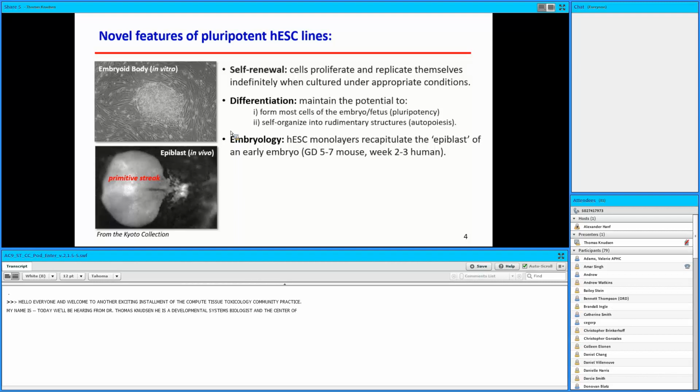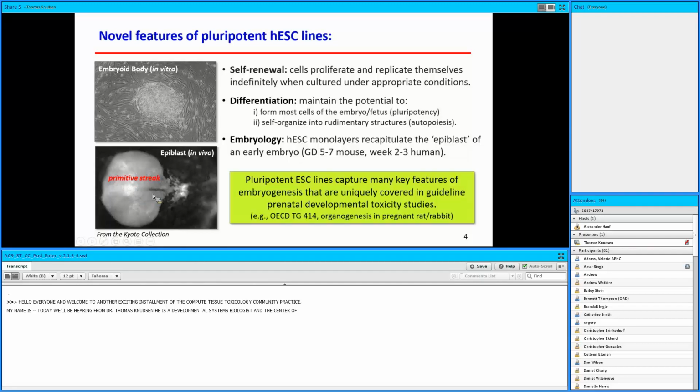Embryologically, human stem cell monolayers can recapitulate the epiblast of the early embryo from day 5 to 7 in the mouse, roughly 2 to 3 weeks in humans. So here is an embryoid body that's spontaneously developed in vitro from stem cells, and here is what the epiblast looks like in a mouse at this stage in development. We have a primitive streak. It's basically a bilayered system. The primitive streak has cells that migrate through and form mesodermal components and endodermal components to give rise to the primary germ layers.